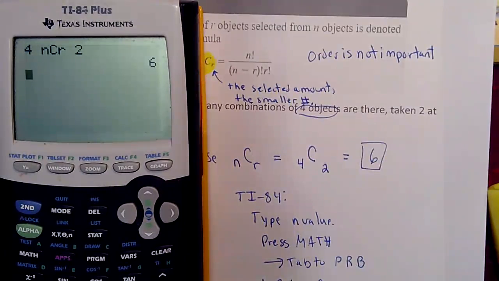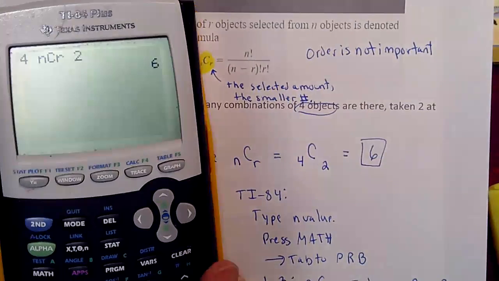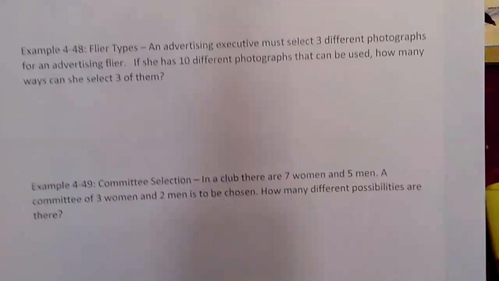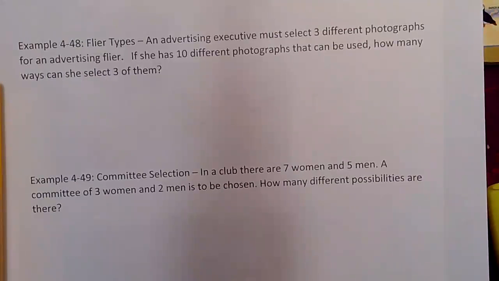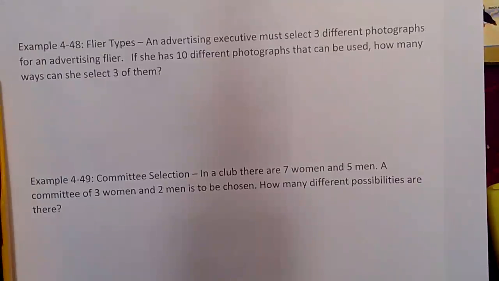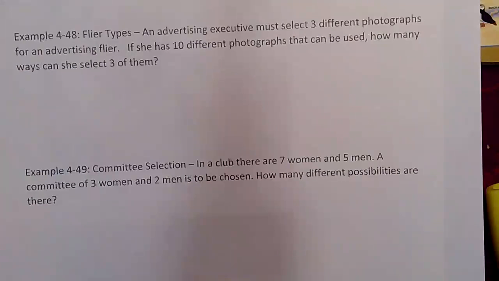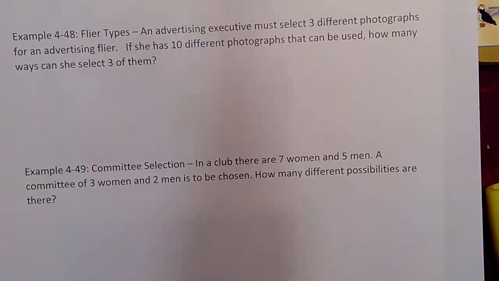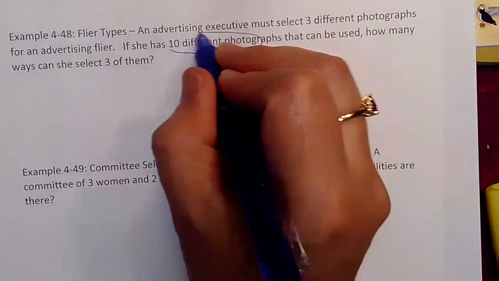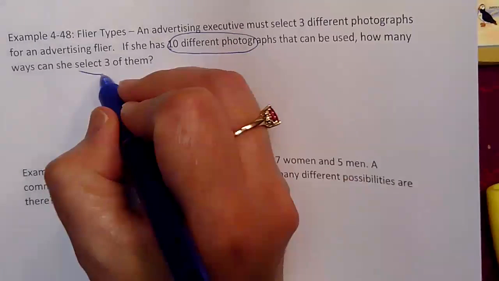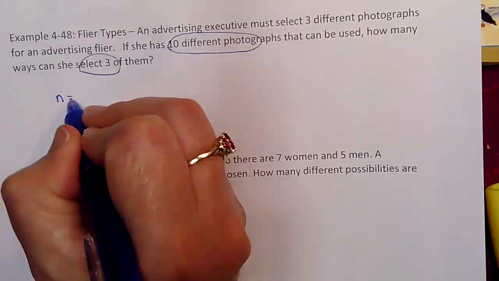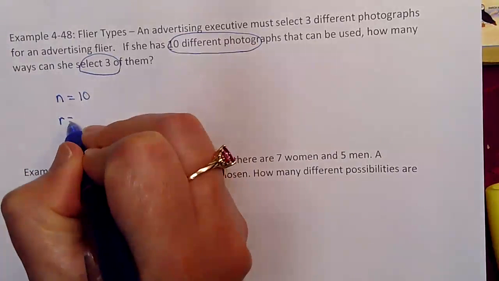Okay, last page. Flyer types. An advertising executive must select 3 different photographs for an advertising flyer. If she has 10 different photographs that can be used, how many ways can she select 3 of them? Okay, so the larger number is 10, that's n equals 10. The smaller number is 3.